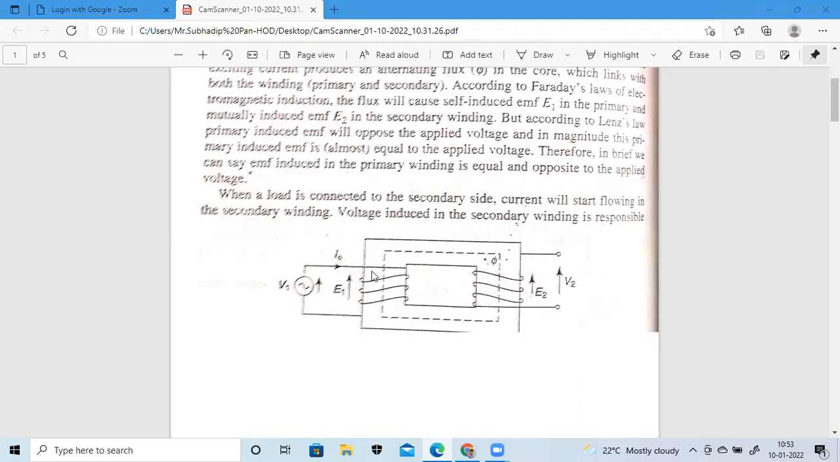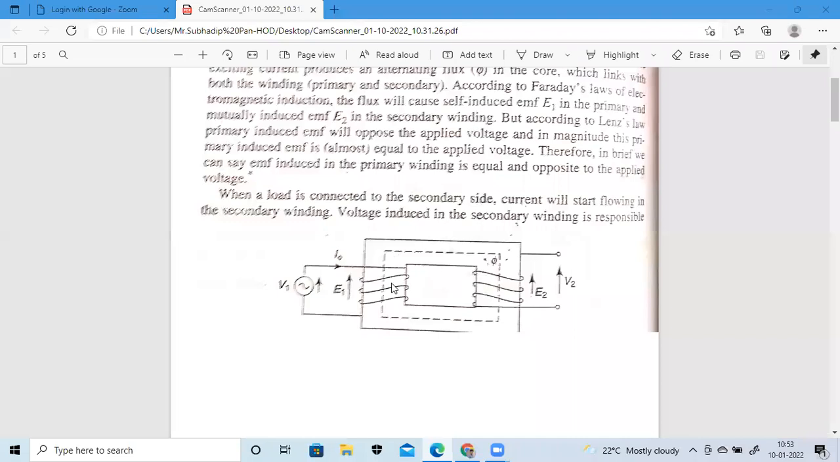In any coil, there is a number of turns. For a single turn coil like this, the number of turns is represented by N. For any particular number of turns, suppose 6 or 8 in a coil, it is number of turns into rate of change of flux. So N represents the number of turns of the particular coil, phi is the flux, and d phi by dt is the rate of change of the flux.